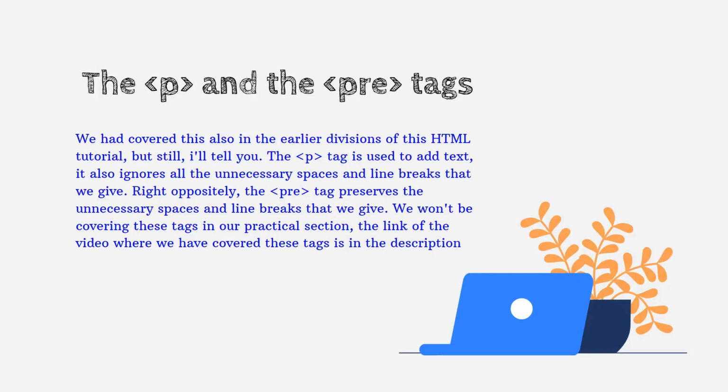The P and the pre tags. We had covered this earlier also, but I'll tell you. Both P and the pre tag are used to add text, but the difference between them is that the P tag ignores the unnecessary spaces and indentations, while the pre tag keeps all the spaces, indentations, etc. if you give them. We won't be covering these tags in our practical section. We have already covered this earlier.